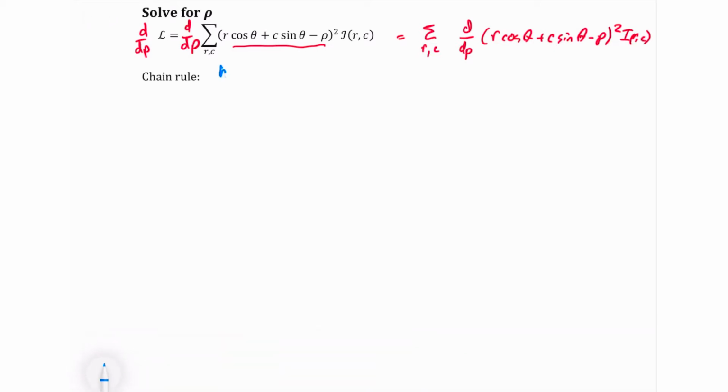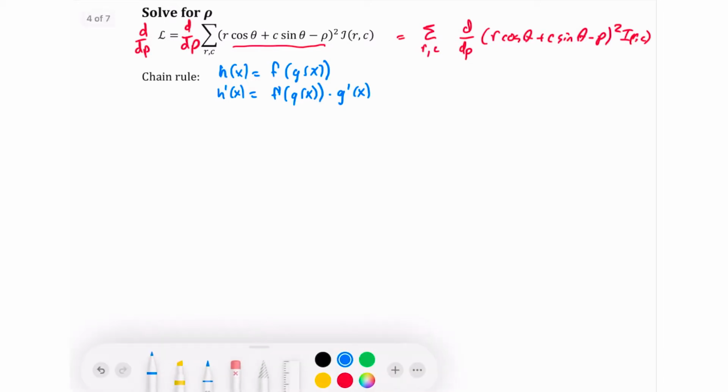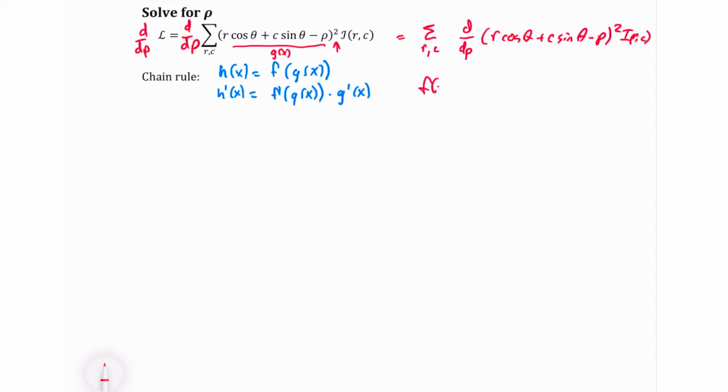The chain rule says that if I've got h of x equal to some f of g of x, and I want to take the derivative of it, that means that h prime of x is equal to f prime of g of x times g prime of x. So I'm going to say this entire quantity inside here is my g of x, and my f of x is going to be the square. So I could say f of y is equal to y squared, so f prime of y is going to be 2y.